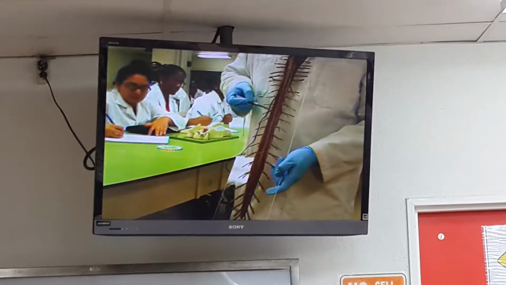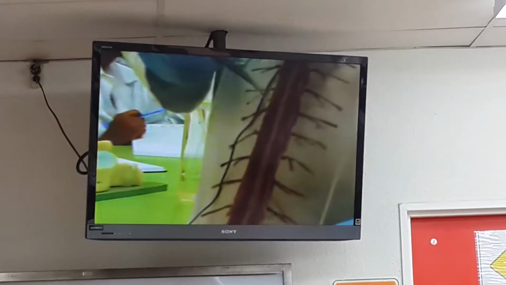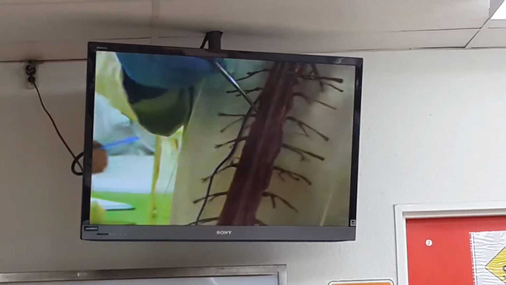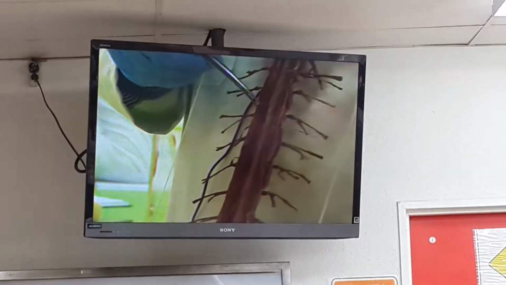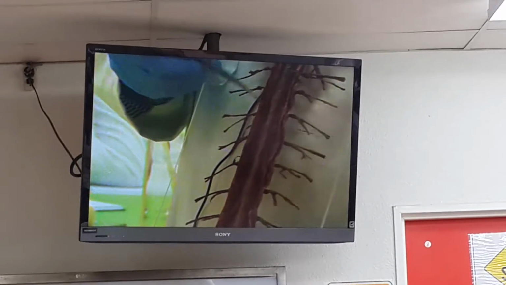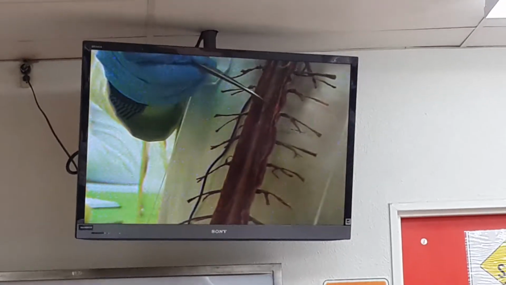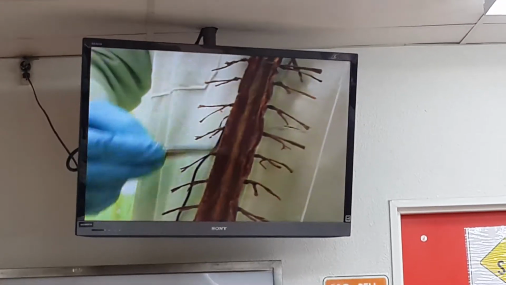There are two coverings you can see here. This one is the arachnoid mater, and the thick one outside is the dura mater. They are together. The pia mater you cannot see, it's closely covering the spinal cord. So this is the spinal cord with the pia mater.